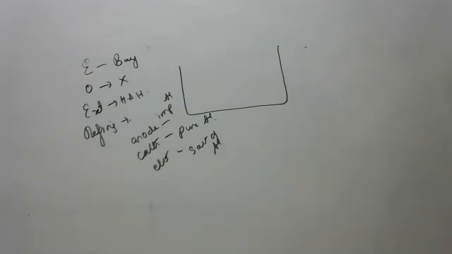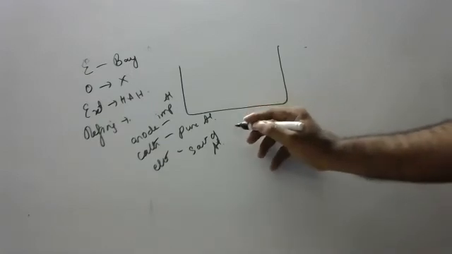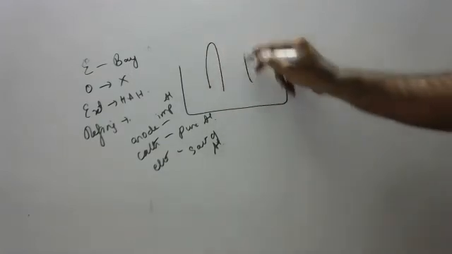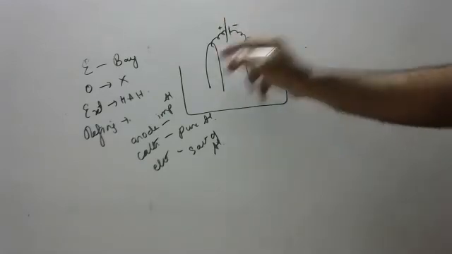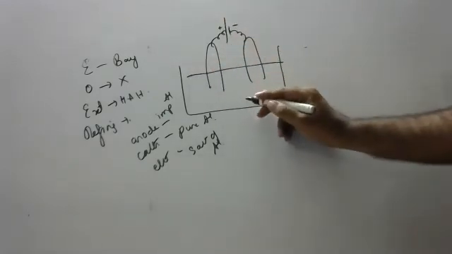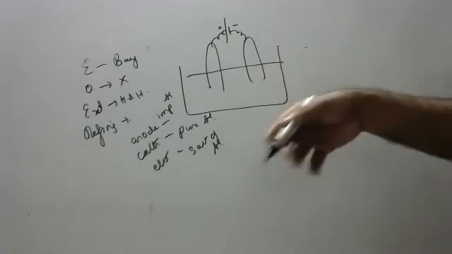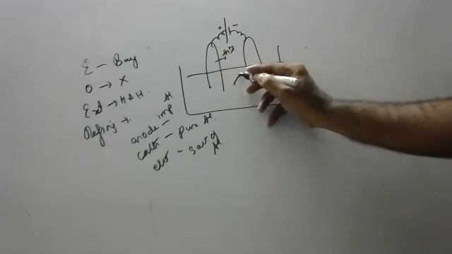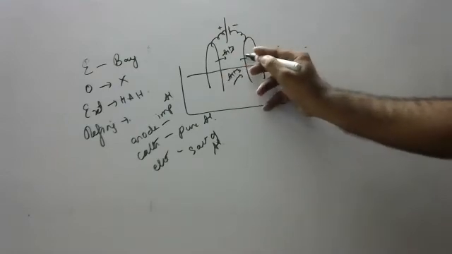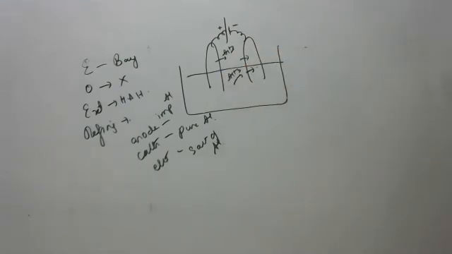Okay. So when you start passing current, children, this is anode, this is cathode. Anode means connected to positive terminal. Cathode means connected to negative terminal, and some aluminium fluoride or something is taken. On passing the current, from here pure aluminium comes and settles on the cathode. Same, I told you.